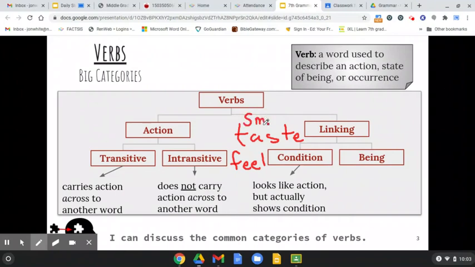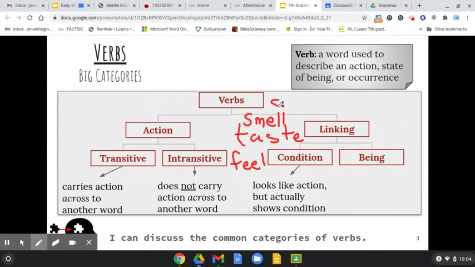Smell would be another verb that fits into this category, because you can say, I smell something funny, and that would be an action. But you could also say, man, that pizza smells great. And again, you're not talking about the pizza doing something. You're talking about the condition of the pizza. So those are examples of condition verbs. They're linking verbs discussing the condition.